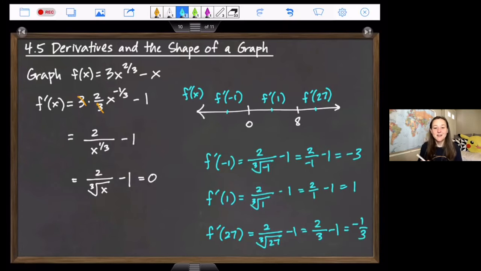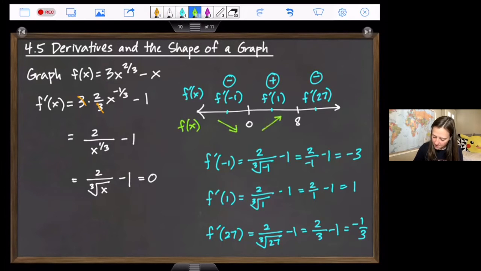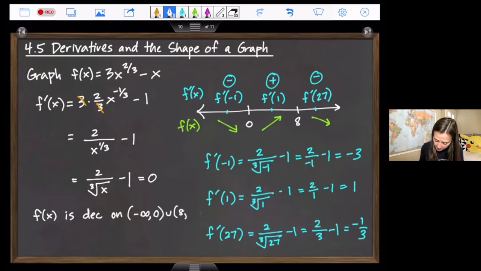All right, so I got something negative in the first region, something positive in the middle region, and something negative in the third region. So let's change that into increasing and decreasing information. This means that f of x is decreasing on this interval, increasing here, decreasing here. So let's write that information down. We've got f of x is decreasing on negative infinity up till 0, and then from 8 to infinity, and then increasing on the middle interval from 0 to 8.